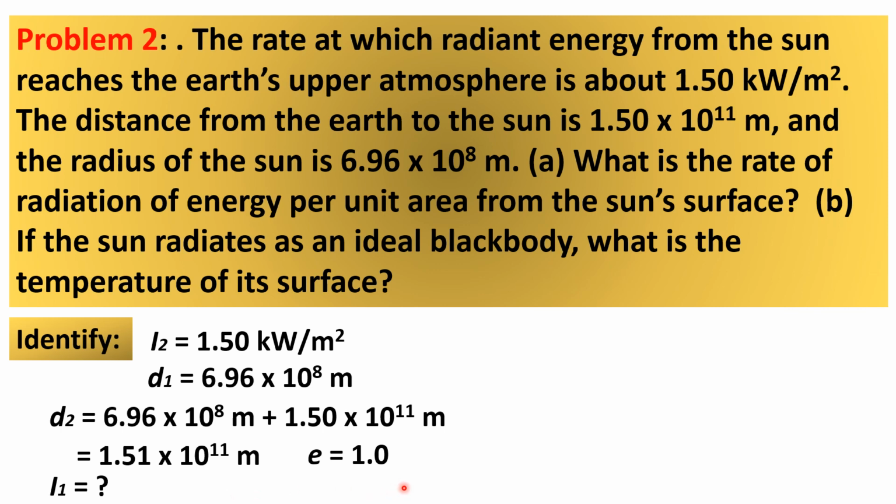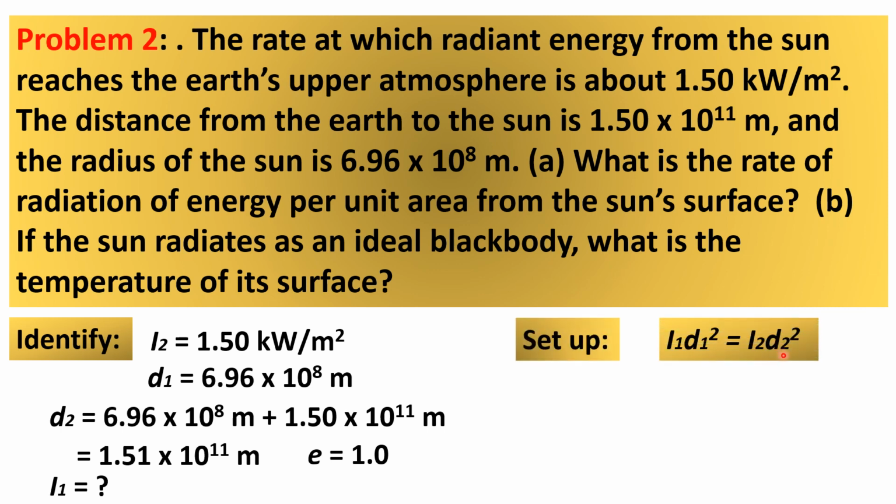Now, how do we go about determining the answer to letter A? We use the formula I sub 1 multiplied by d sub 1 squared is equal to I sub 2 multiplied by d sub 2 squared. This formula is the mathematical version of the relationship between intensity and distance. Intensity of radiation is one of the several formulas in physics that obey what we call the inverse square law. In other words, the intensity of radiation is inversely proportional to the square of the distance.